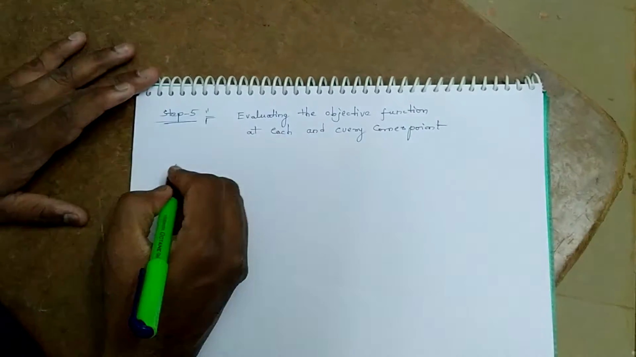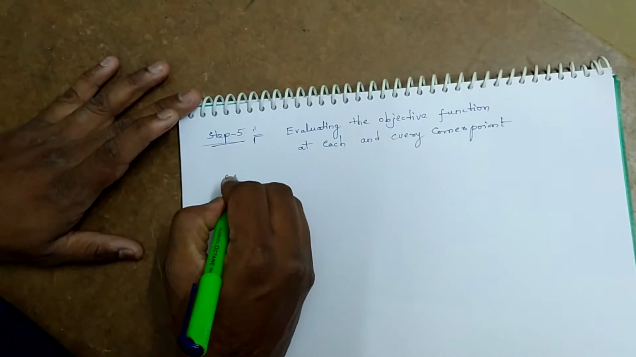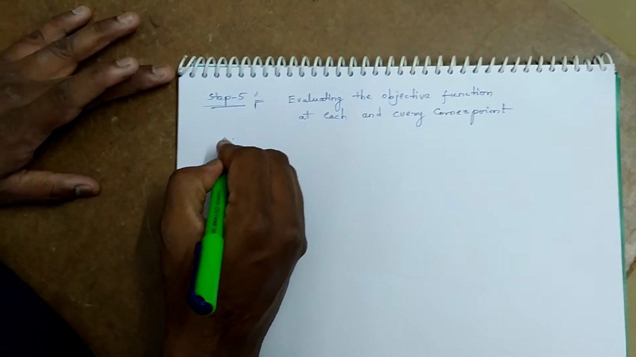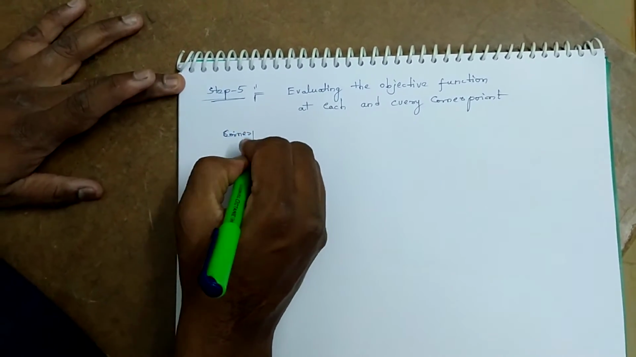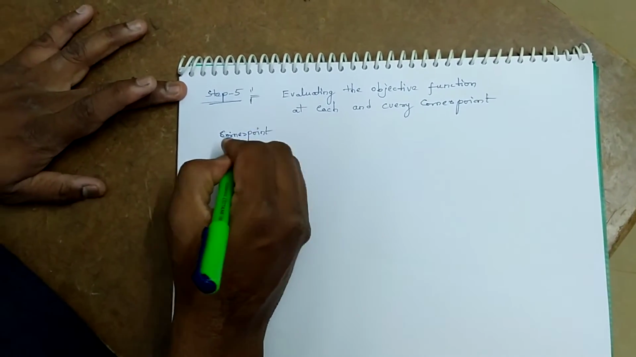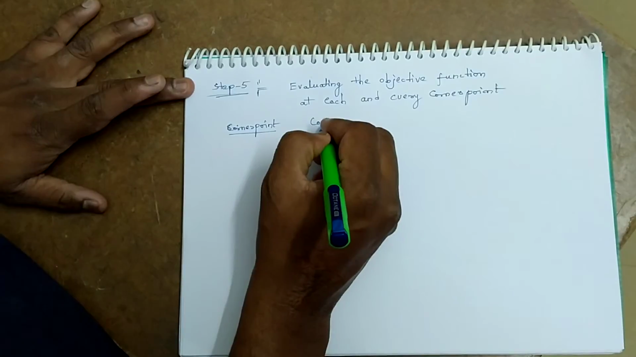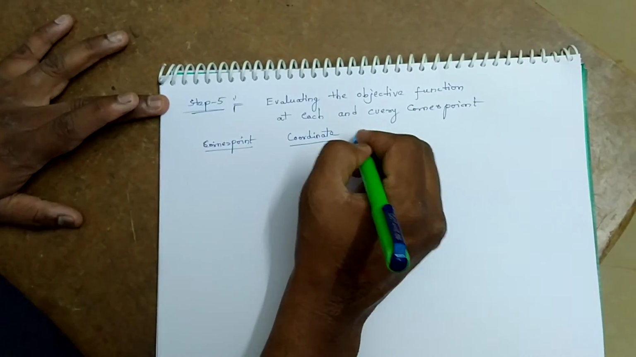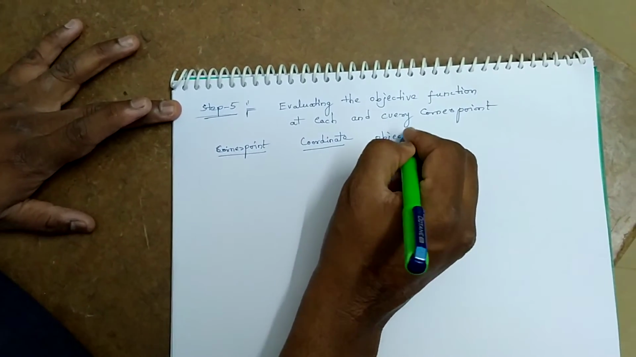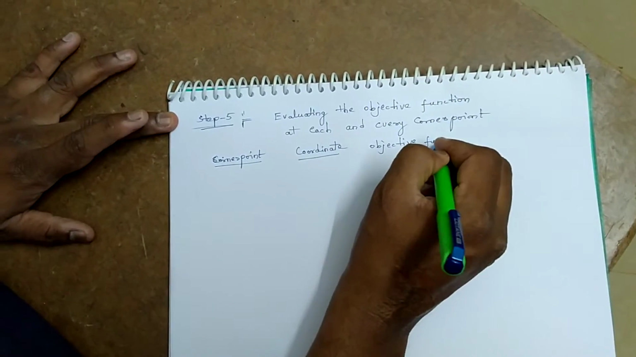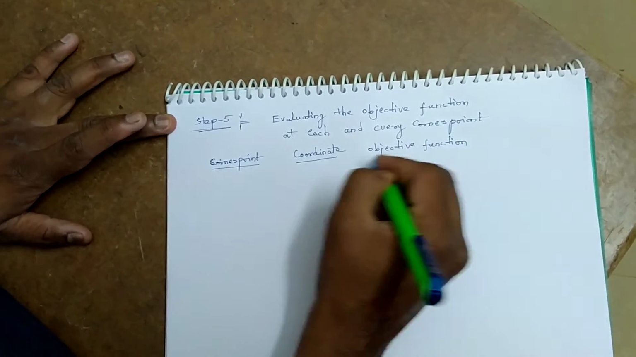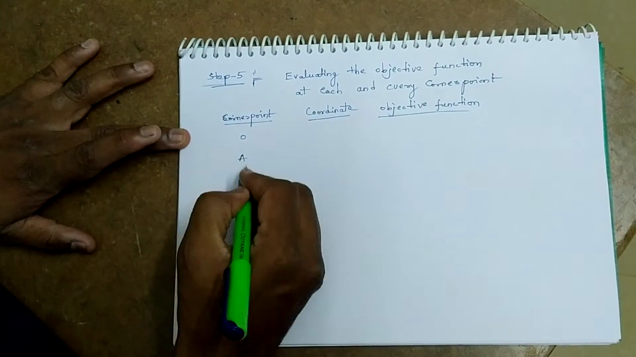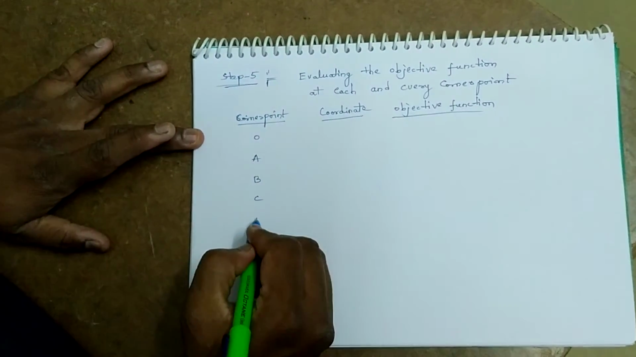Now let us see. First of all, we can make a table like this. Corner point or extreme point, coordinates, objective function value. So you can make a simple table like this. First are O, A, B, C, D.